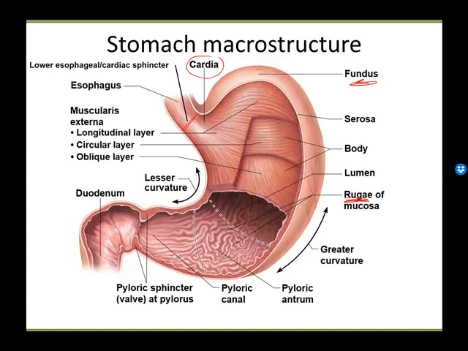Further on down the stomach, we get into what's called the pyloric antrum. Pyloric antrum. And then the very bottom end is the pyloric canal. And then we hit the pyloric sphincter.